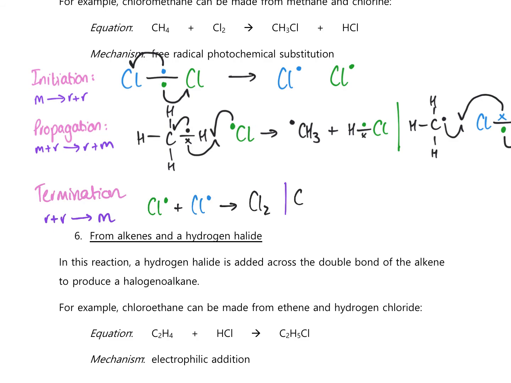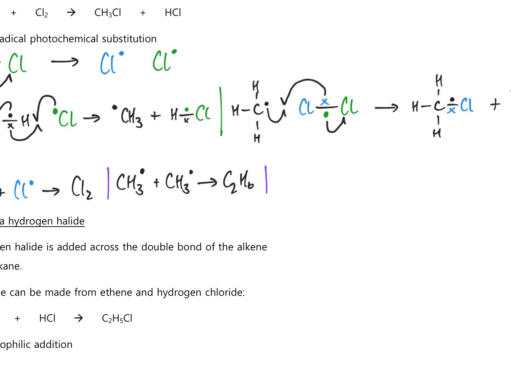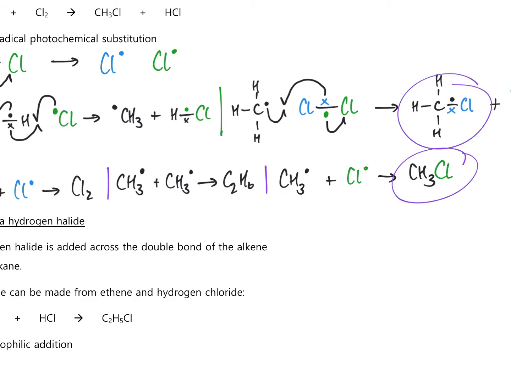We could have 2 methyl radicals reacting together, and that would give us ethane, C2H6. Or we could have a methyl reacting with a chlorine radical, and that would also give us our desired product as well, chloromethane. So CH3 plus a chlorine radical, that could give us CH3Cl, which is our desired product. So as you can see, ultimately our product is CH3Cl, and that is a halogenoalkane.